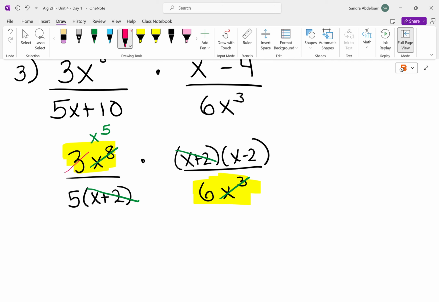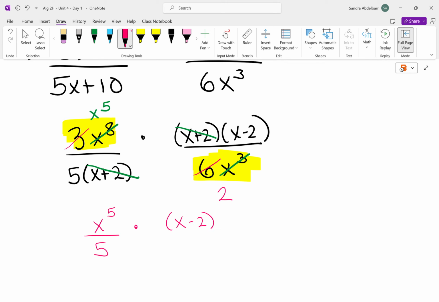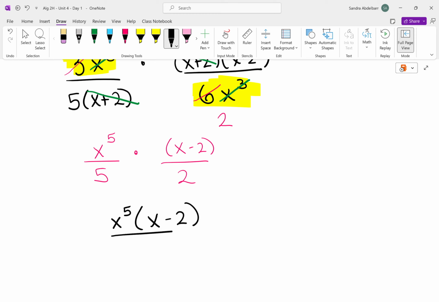Tejas? Diagonally the 3 and the 6. Good. Diagonally, 3 and the 6. 3 goes into 3 one time. 3 goes into 6 twice. So now what am I left with? I'm left with x to the 5th over 5 times the quantity x minus 2 over 2. What do we do now? We just multiply across. So we have x to the 5th times the quantity of x minus 2 over 10. You can leave it like this or distribute in. Do I care? No.